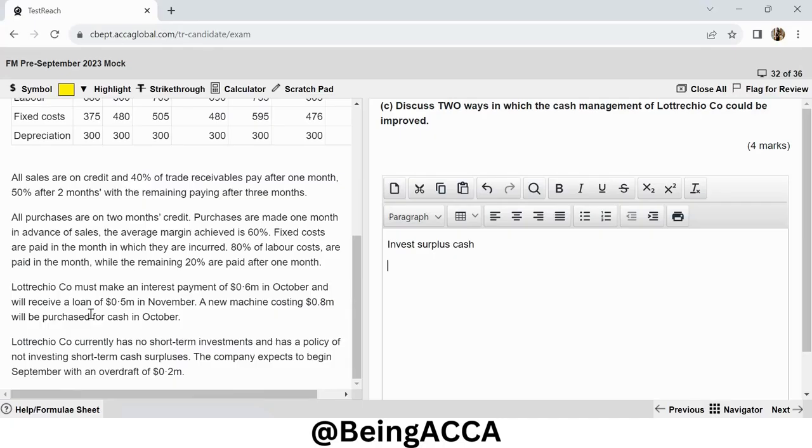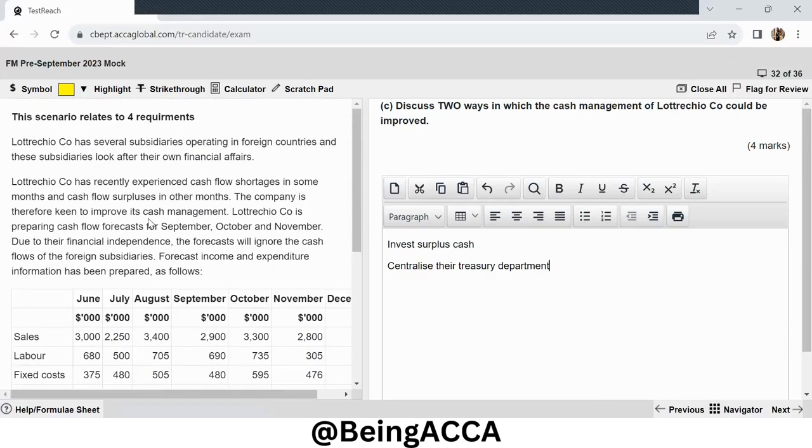Another thing which can specifically be used in this scenario is that they can centralize their treasury department. How can this be linked to the scenario? It is mentioned over here that, due to their financial independence, their forecasts will ignore the cash flows of the foreign subsidiaries. That means currently they are having a decentralized treasury department. So if they do centralize their treasury department in one place, it will be easier for them to manage their cash. So these are the two ways.